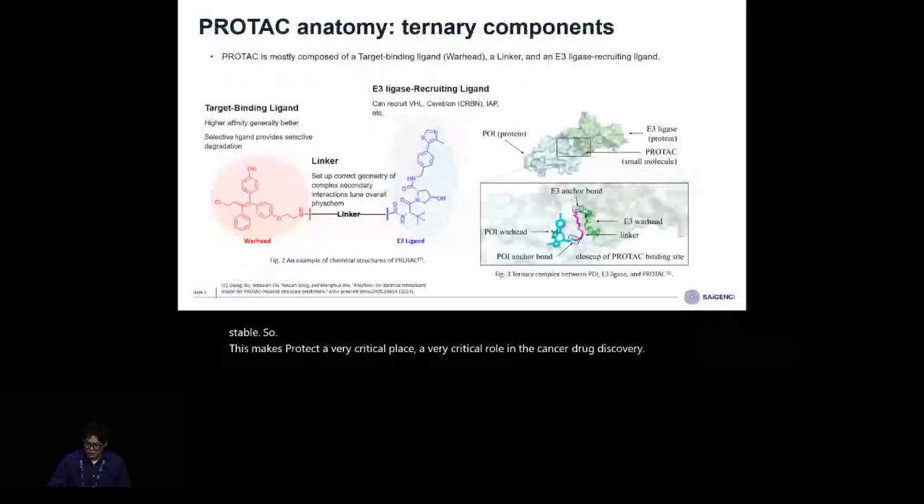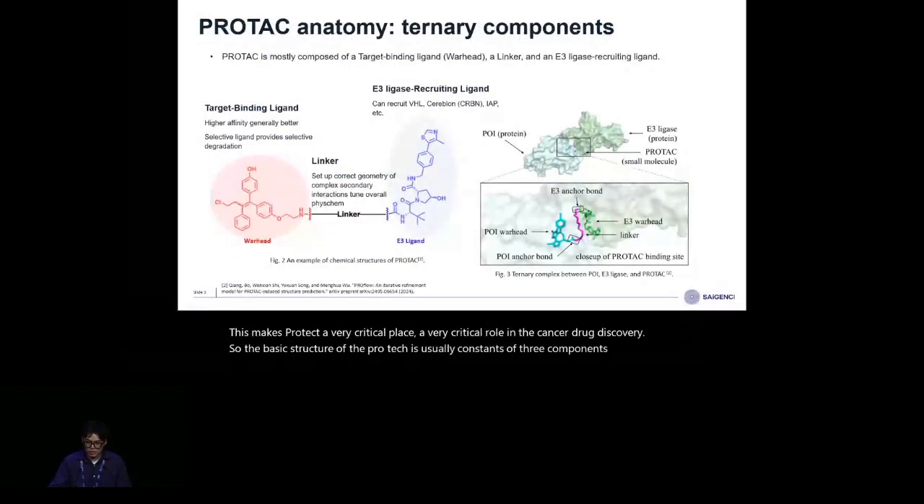So the basic structure of the PROTAC usually consists of three components. There's a warhead, also known as the target binding ligand, and there's an E3 ligand that will recruit the E3 ligase, and there's a linker that connects these two ligands and forms a stable molecule.